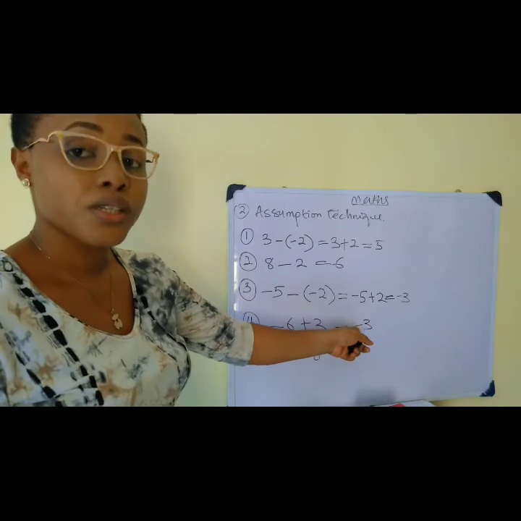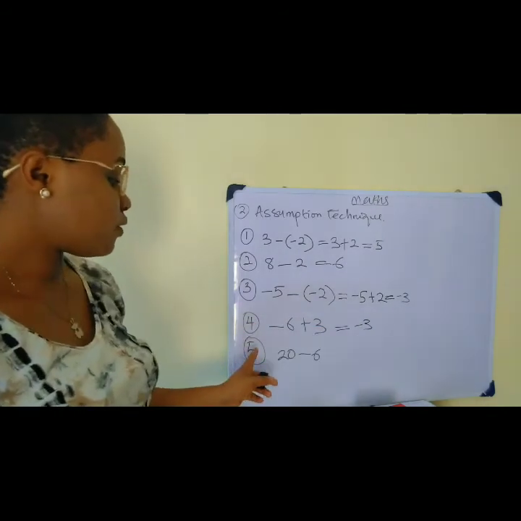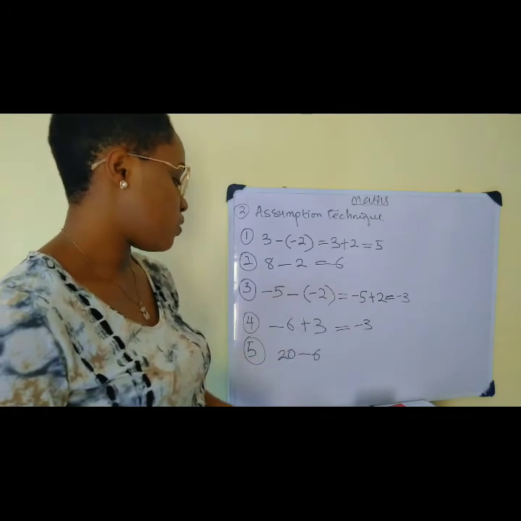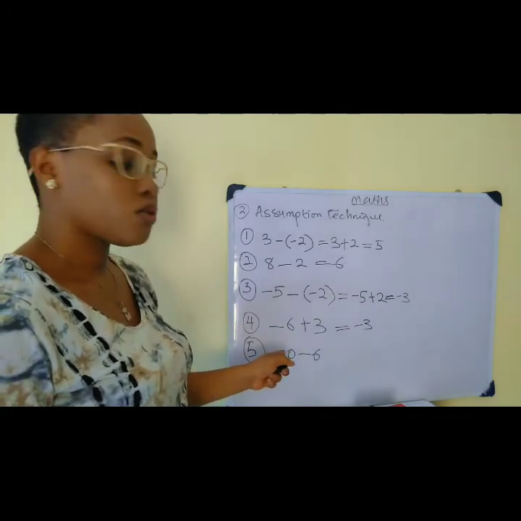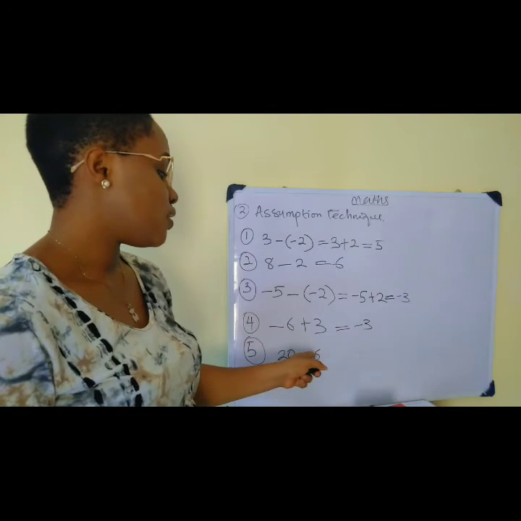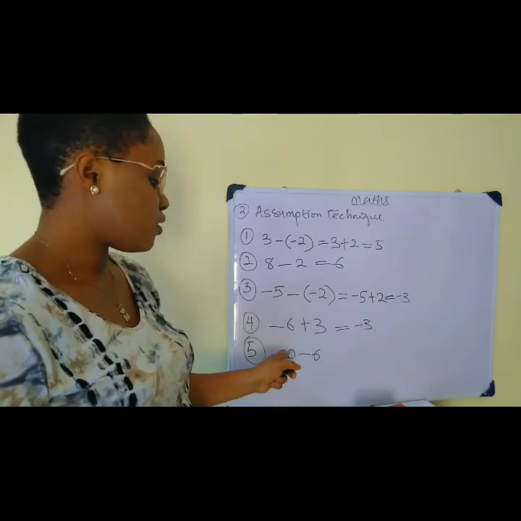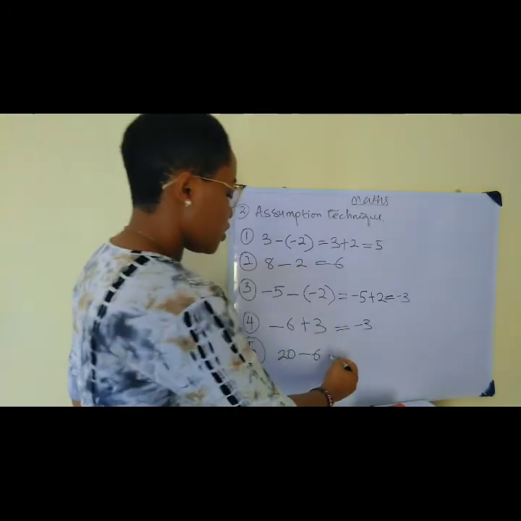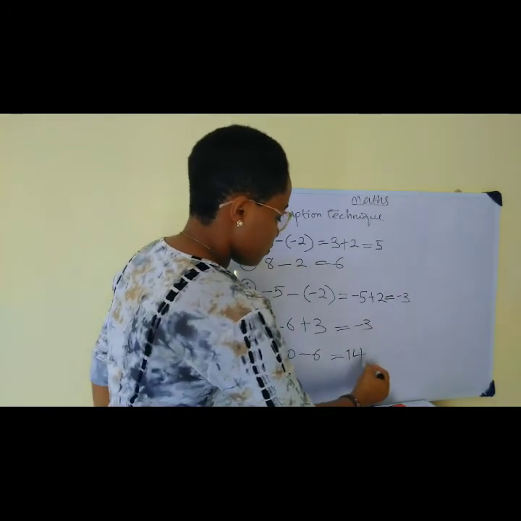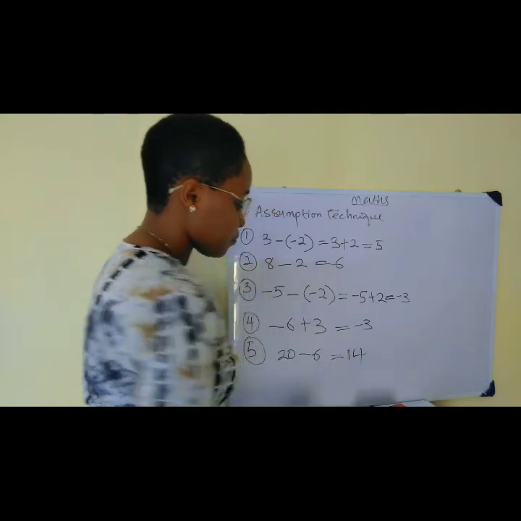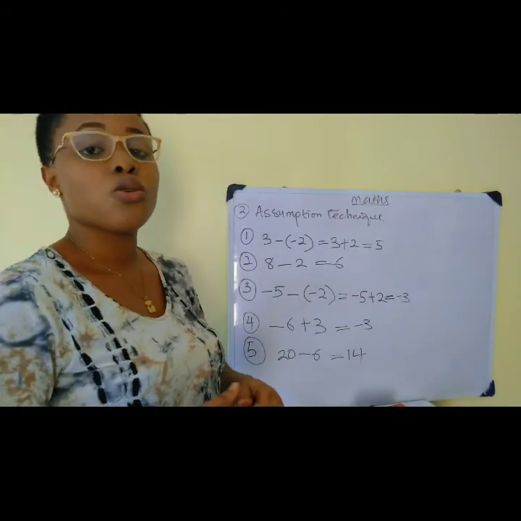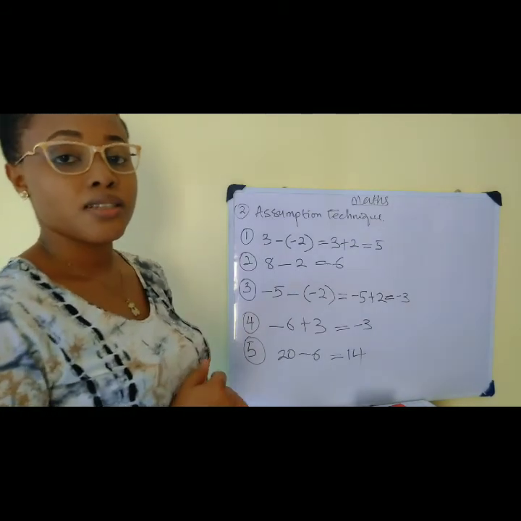You're still owing 3. And the fifth one is a positive 20 minus 6. Positive 20, that's what you have at hand, and you're owing 6 naira. You can see that you can comfortably pay off this debt, and you still have a positive 14 at hand. So that's how you use your assumption technique to add and subtract integers.